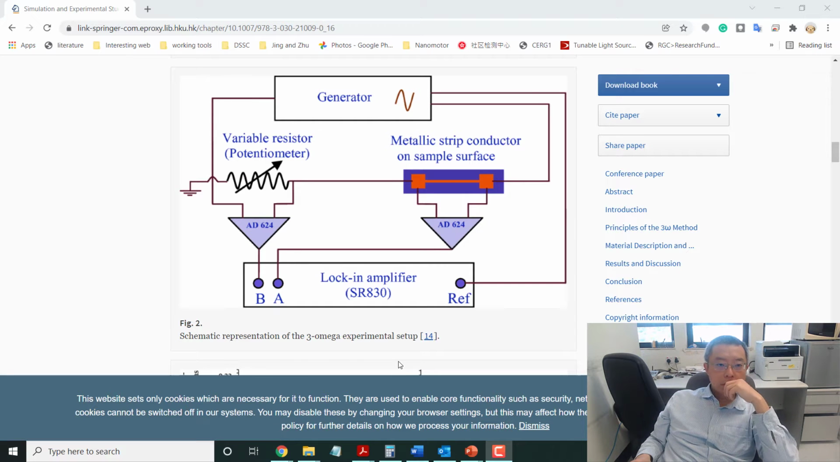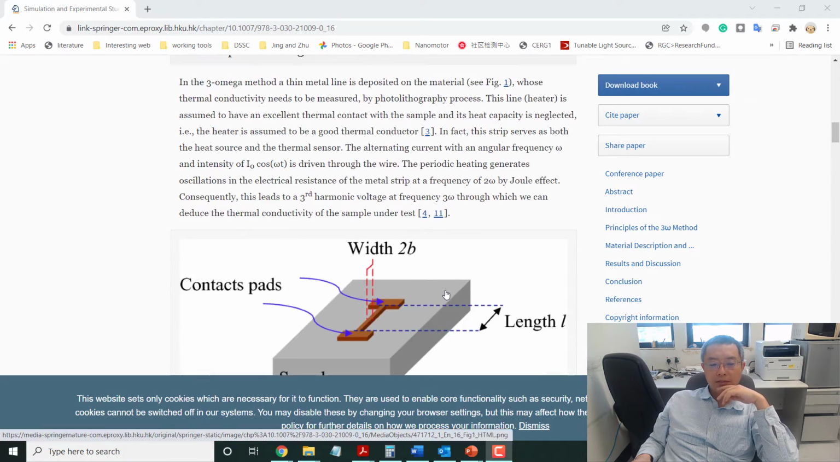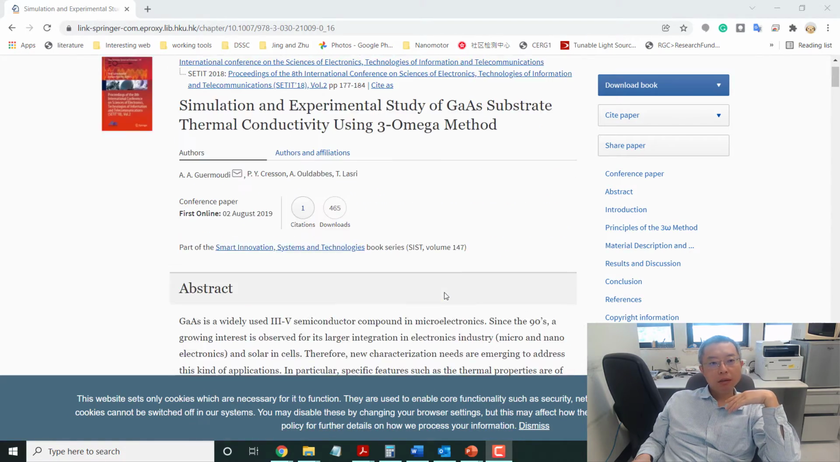Okay, so today we're going to do some demonstrations about how to make a device, a little bit tricky one. This one is for the measurement of thermal conductivities of a substrate. This method is called the 3 omega method.